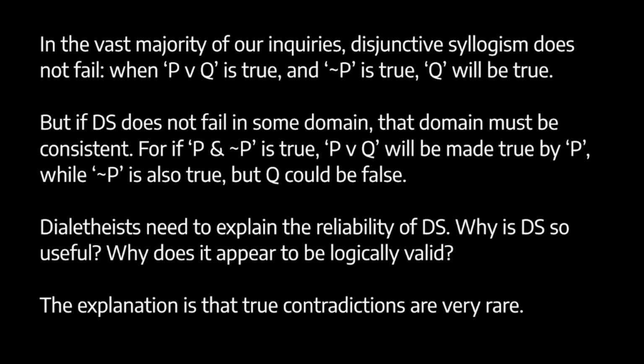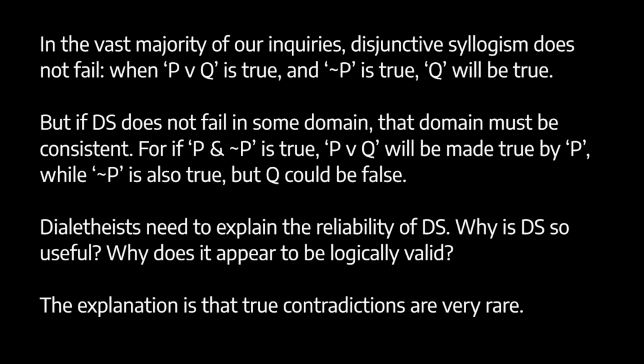Suppose that P is a true contradiction, then P is true and not P is also true. Well, then the premise P or Q is made true by P, while the premise not P is also true because not P is true. But then it may still be that the conclusion Q is false. So, where we have true contradictions, we can be led from true premises to a false conclusion. And as we've seen, with true contradictions, disjunctive syllogism leads to explosion. So dialetheists are going to want to say that disjunctive syllogism is not valid, strictly speaking.